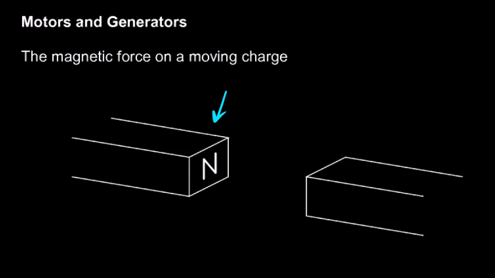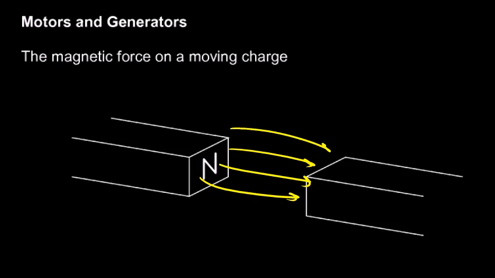Here's a north pole, and this is just one end of a bar magnet. And over here we have a south pole. So this is the south pole, another end of a different magnet. Well, in between, we're going to get a magnetic field. We have magnetic field lines that are going to go from north to south. And they'll look something like this.